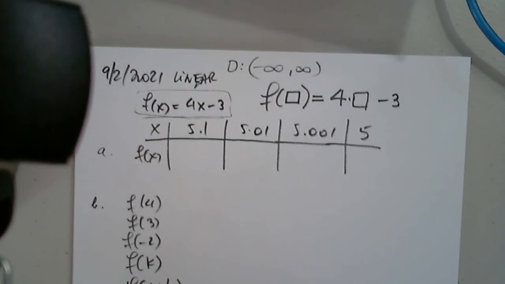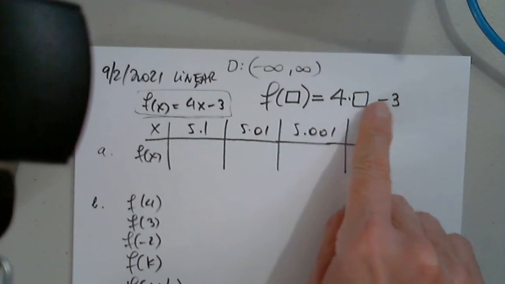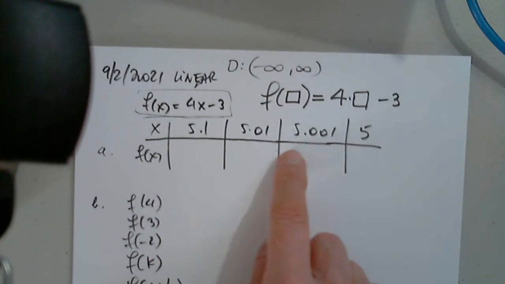Okay. So if I'm asked to find f of 4, I have 4 here, 4 times 4 minus 3. If I'm asked to find f of k, I have 4 times k minus 3, and so on and so forth. The same idea here.